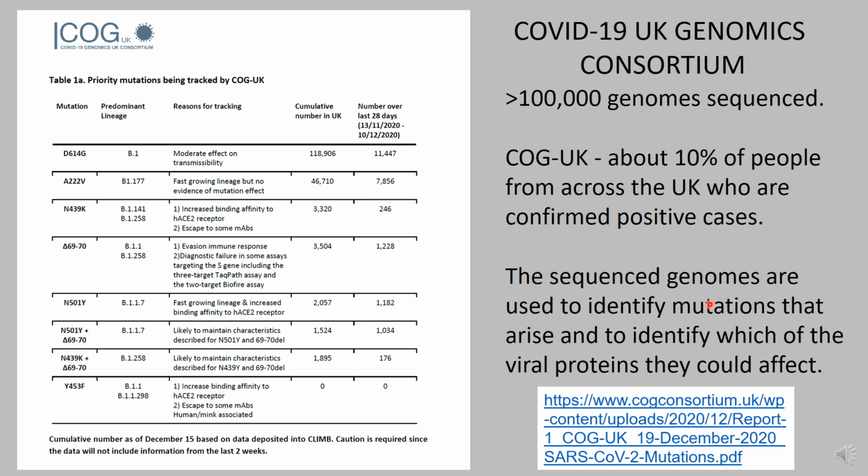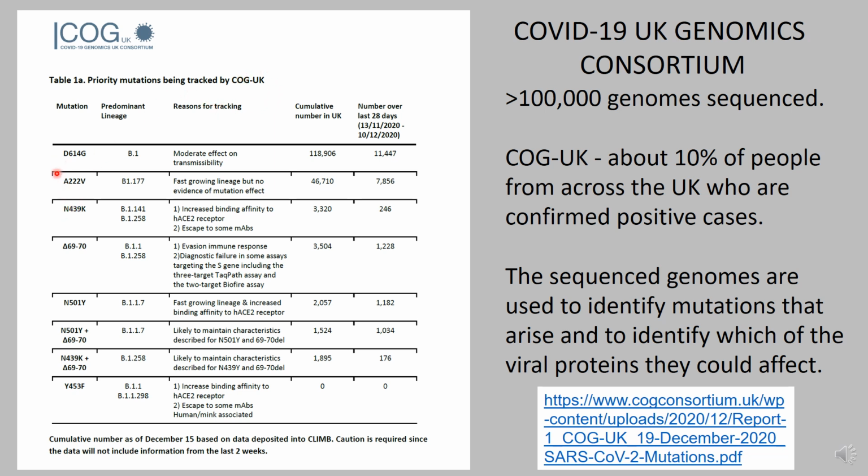And the sequenced genomes are used to identify mutations that arise and to identify which viral proteins they could affect. This is a very detailed and tough challenge to try and identify where these mutations occur, as RNA viruses mutate constantly, and how they might be meaningful. Here's a table taken from an article written by the UK GENOMICS Consortium, where they identify priority mutations that are being tracked by the consortium.